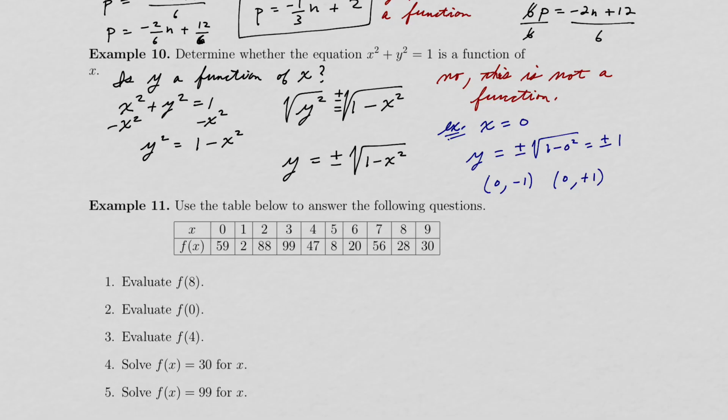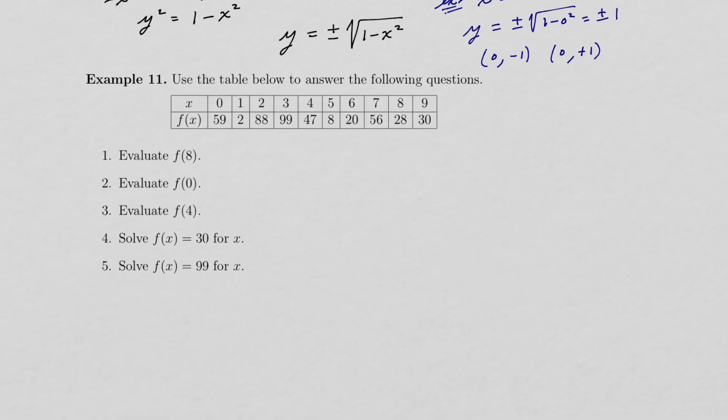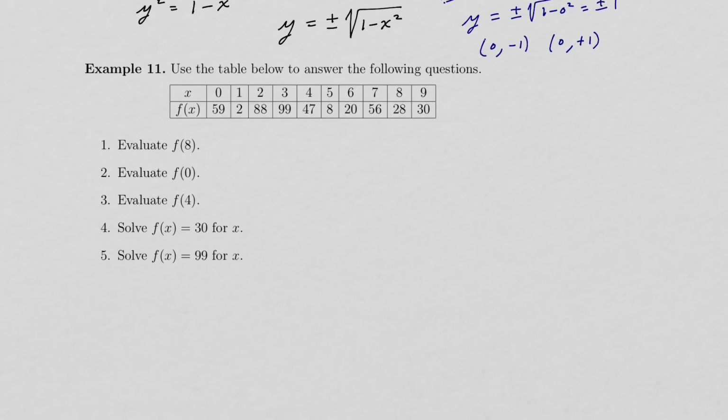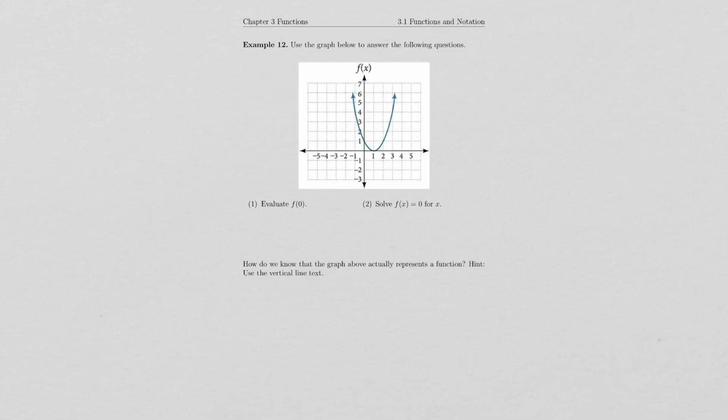All right, we're going to look at a table as a function and answer some questions about it. In this next example, example 11 here. First of all, is this a function? I'm saying it is, but let's double check it. How do we know it's a function? If you look at the input values here, the x's, they don't repeat. Each x is associated with one output value. Okay, so let's see if we can answer these questions. Evaluate f of 8. This means if 8 is the input, what's the output? Well, the output is going to be 28.